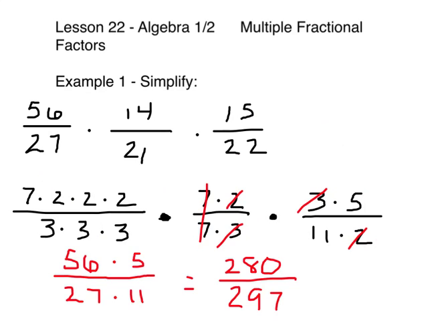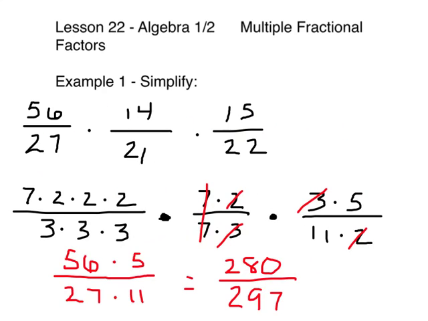Anytime you have a pair that can be canceled out, we'll do that. So here we have the 7 and the 7, the 3 and the 3, and a 2 and a 2. But those are the only pairs that we have. So when we multiply everything that's left, we have basically still our 56 times 5, which is 280. And then we have our 27 times 11, which is 297. And that is the simplest form of the fraction that we would come up with if we multiplied.